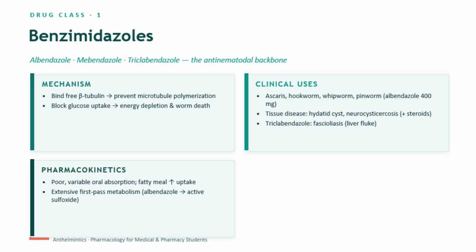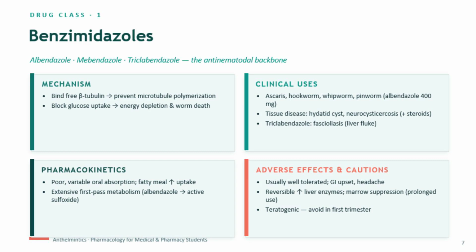Let's begin with the benzimidazoles: albendazole, mebendazole, and triclabendazole. Mechanistically, they bind the worm's beta-tubulin, preventing microtubule formation and blocking glucose uptake, so the parasite literally starves. Clinically, these are workhorses. A single 400 milligram dose of albendazole treats ascaris, hookworm, whipworm, and pinworm, and with longer courses we use it for hydatid disease and neurocysticercosis alongside steroids.